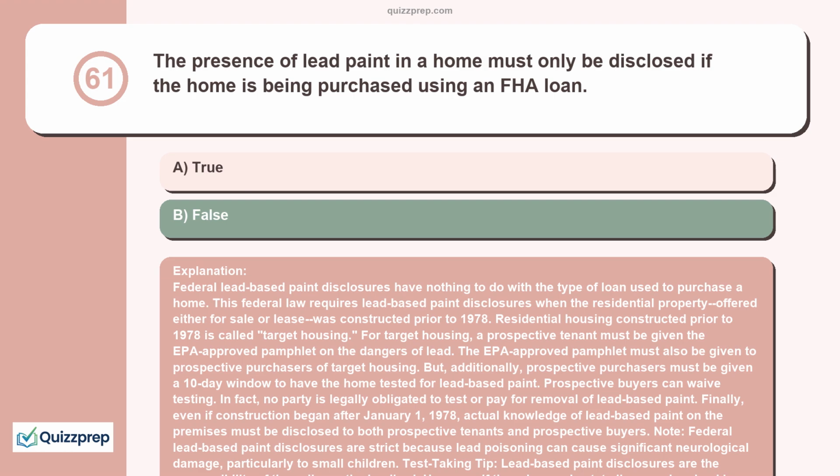Test-taking tip: lead-based paint disclosures are the responsibility of the seller or the landlord. However, if there is a real estate licensee involved in a transaction, the licensee has a duty to make sure the client is both aware of and has complied with the lead-based paint rules. In fact, licensees, buyers, and sellers all must sign the lead-based paint hazard addendum, which is attached to the purchase contract or lease.